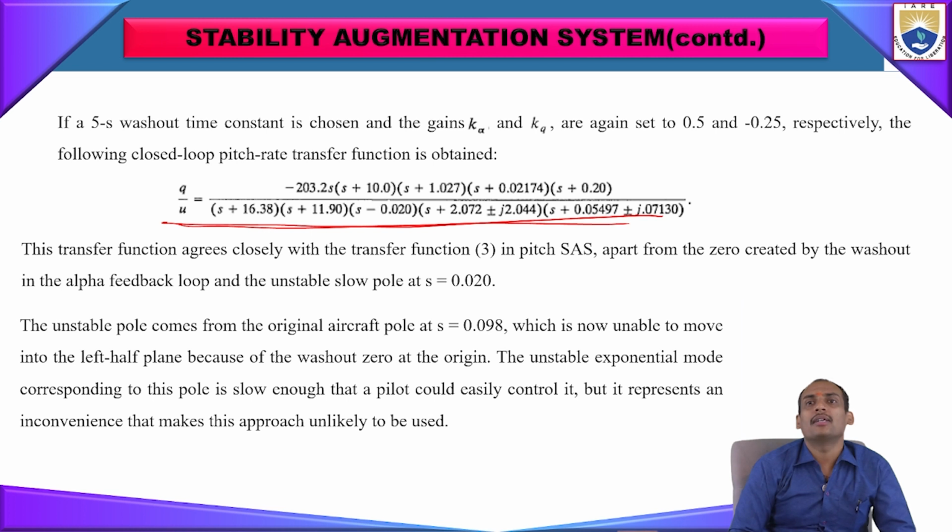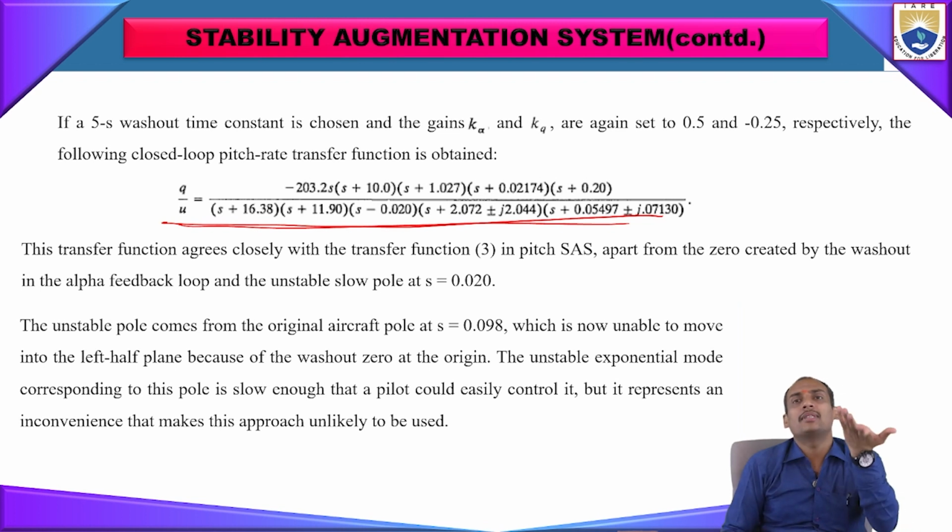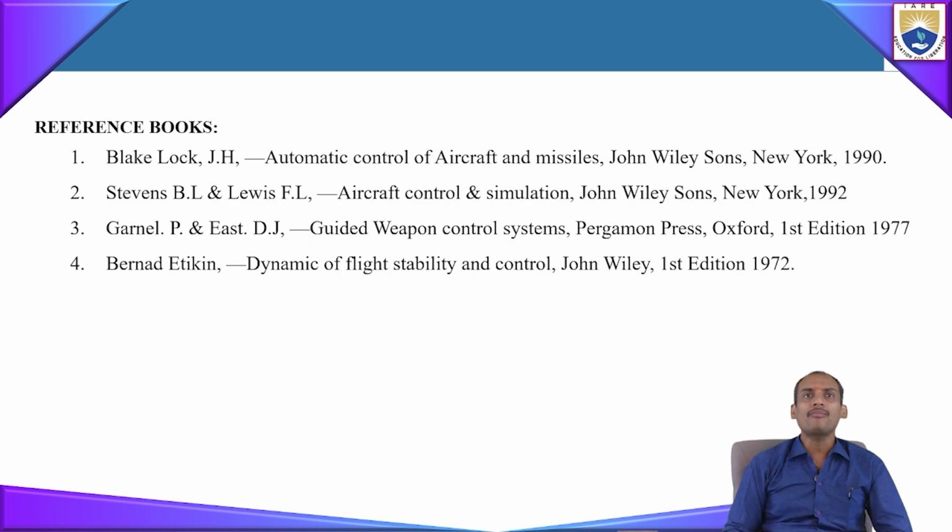So the unstable expansion mode corresponding to the pole is now slow enough for the pilot. So that will give the pilot easy control. But it depends on the situation. It gives one inconvenience that makes this approach unlikely to be used, because while we are using this, there are many adjustments that have to be made here. So mostly this may be used very limitedly.